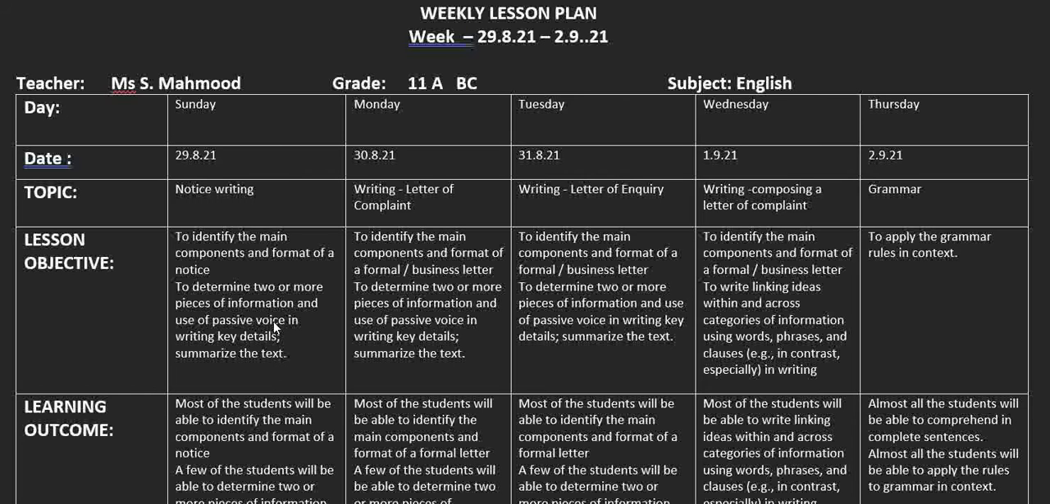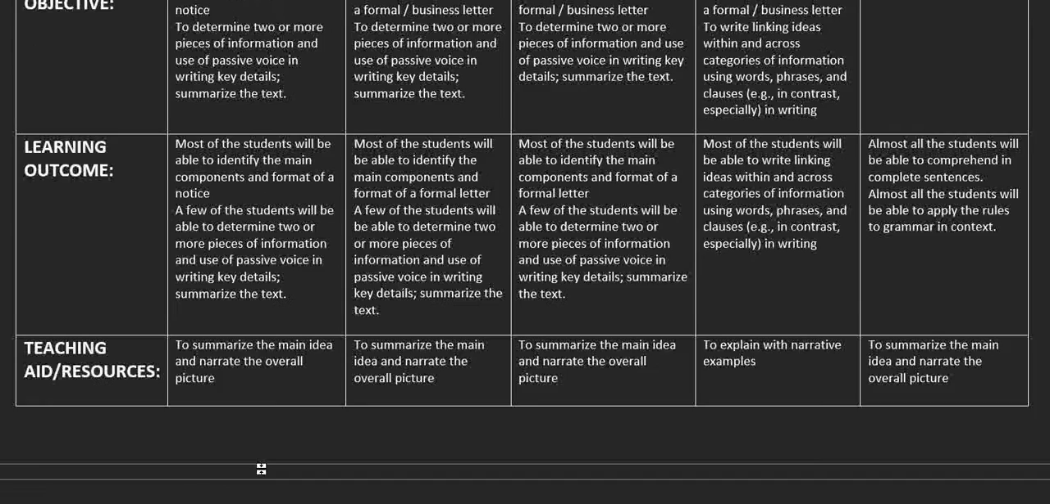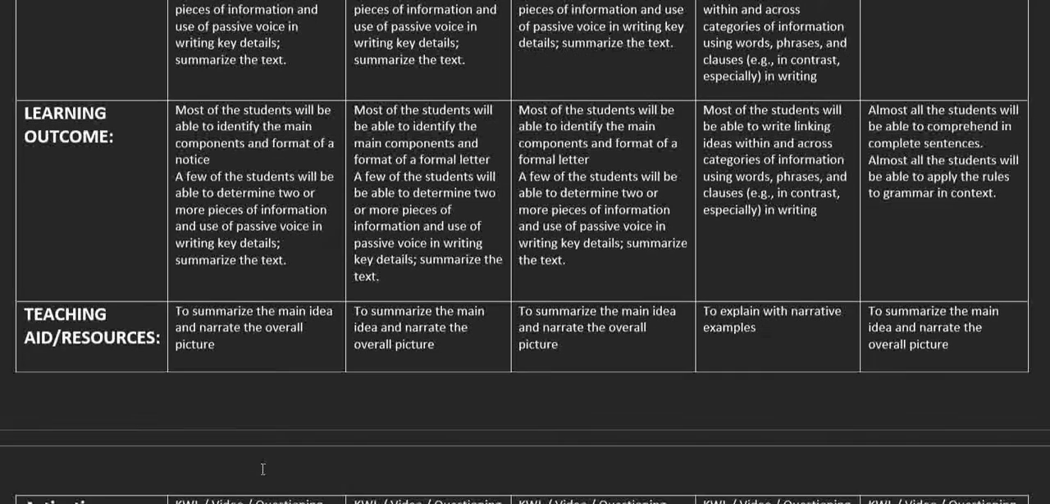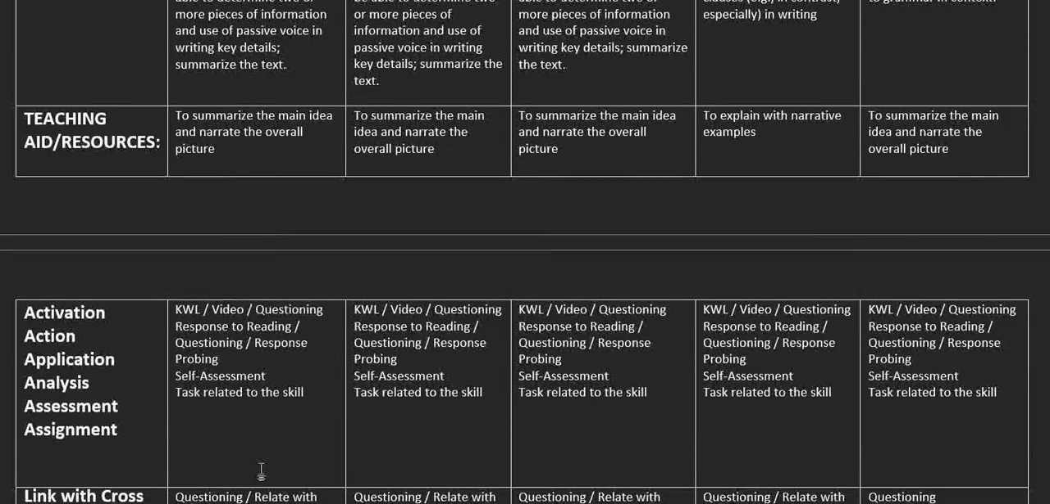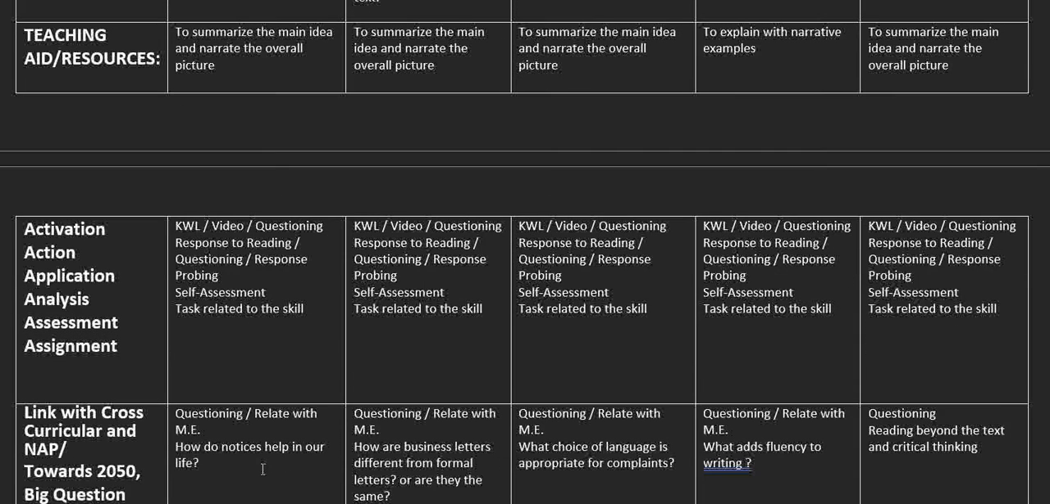So this specification has come from the CBSE, and the writing formats are selected from the revised curriculum for term 1 as per the CBSE curriculum. And the learning outcome is that it is expected that most of you will be able to identify the components, and quite a few of you will be able to determine two or more aspects and use passive voice in writing, and then you will be able to summarize it as and when required. Of course, narrative and explanation will be provided.